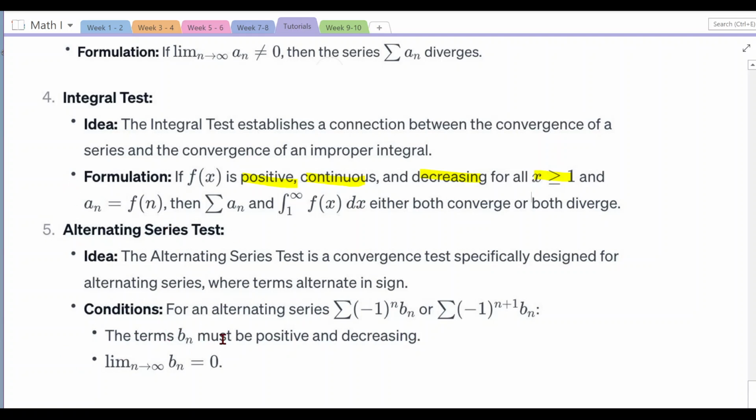b sub n must be positive and decreasing, or in other words, the first term must be higher than the second term, and the third term must be less than the second term, and so on. And the limit of b sub n as n approaches infinity must be equal to 0. If both of these are fulfilled, then the alternating series will converge.